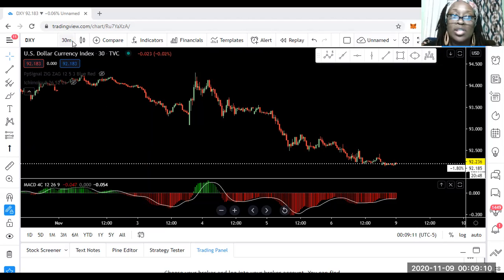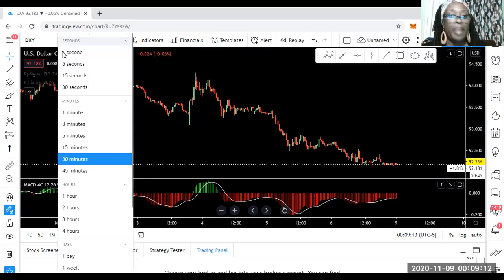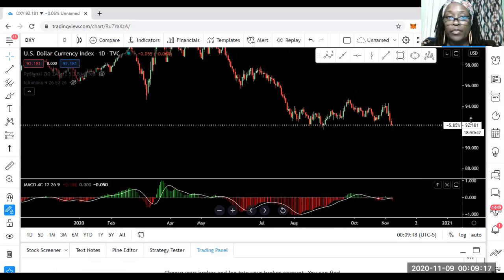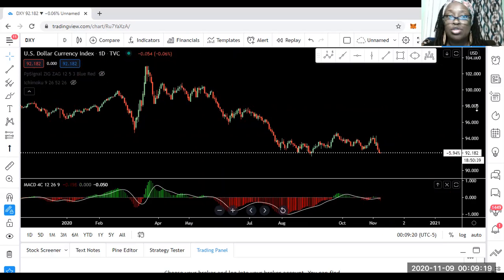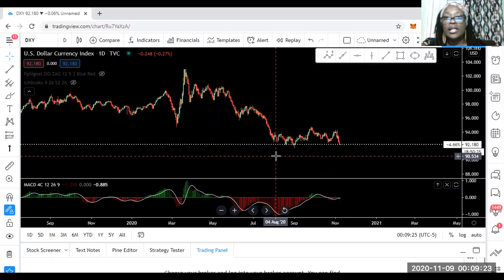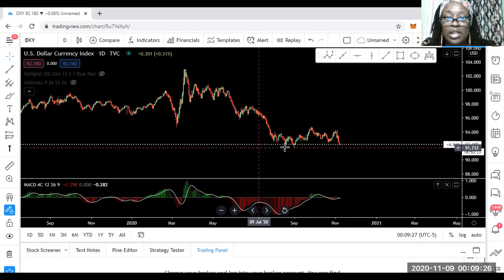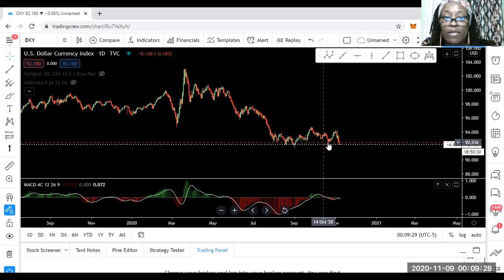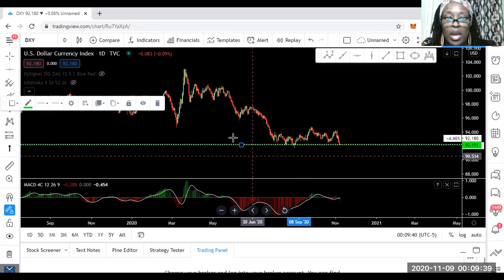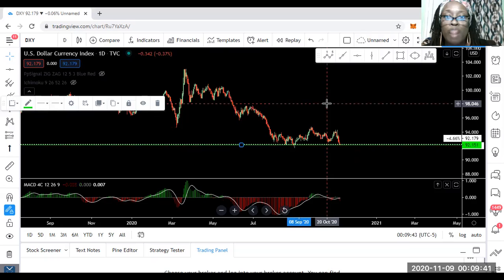Now, just like any other analysis or pair, I like to start on the higher time frame, and I do go to the daily, right? I want to see what price is doing on the daily. So I immediately can see that we've reached a level of support right in here. You see how price is just dangling around this area. So the first thing that I'm going to do is grab a horizontal and drop a support line.